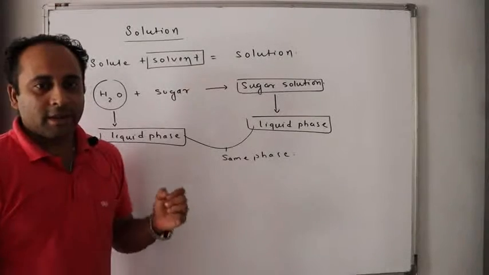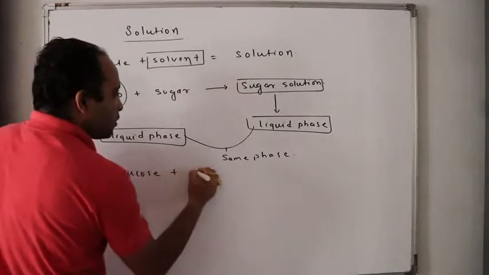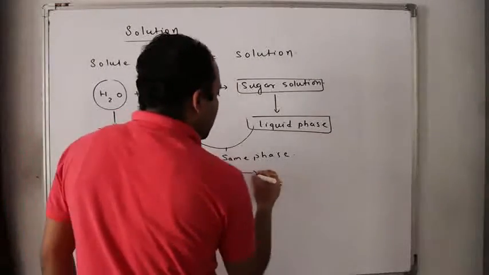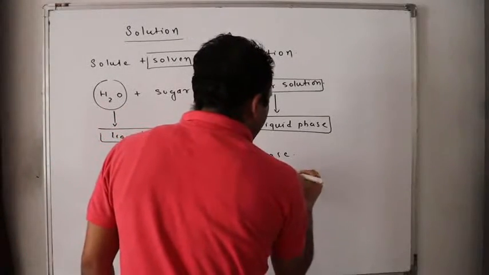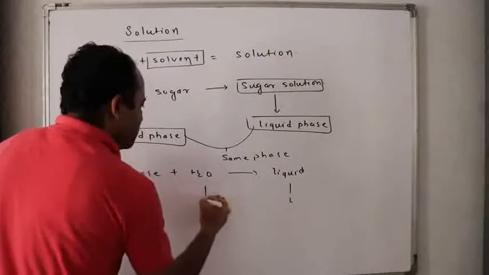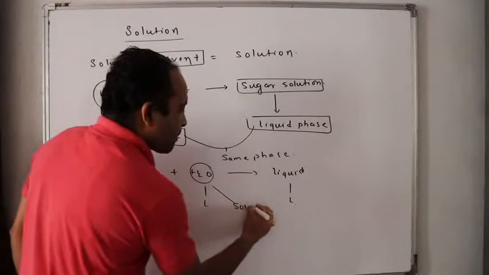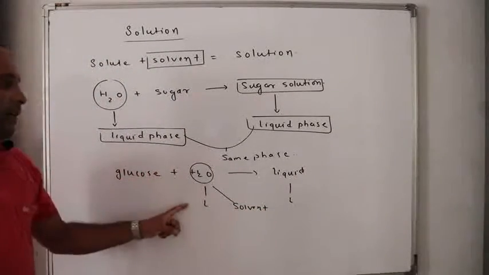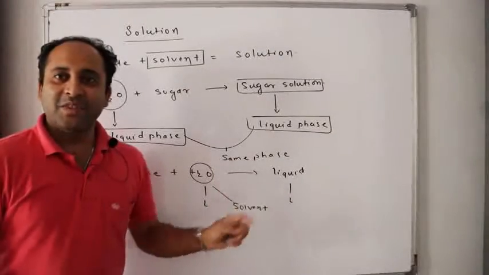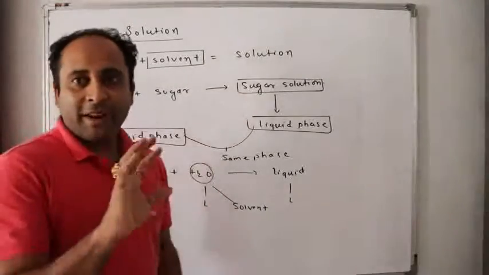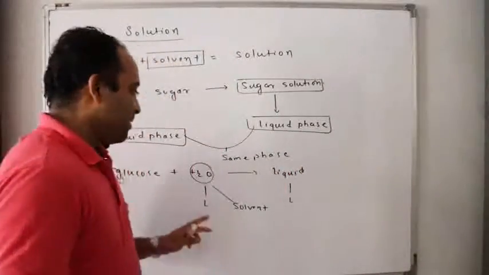Say yes or no? For example, if I take glucose plus water, it will form a liquid, that is glucose water liquid. This is in liquid, this is in liquid. That means, who is the solvent? Water is the solvent here. So who is the solvent? The one which is in the same phase with the solution. So we call it the solvent.